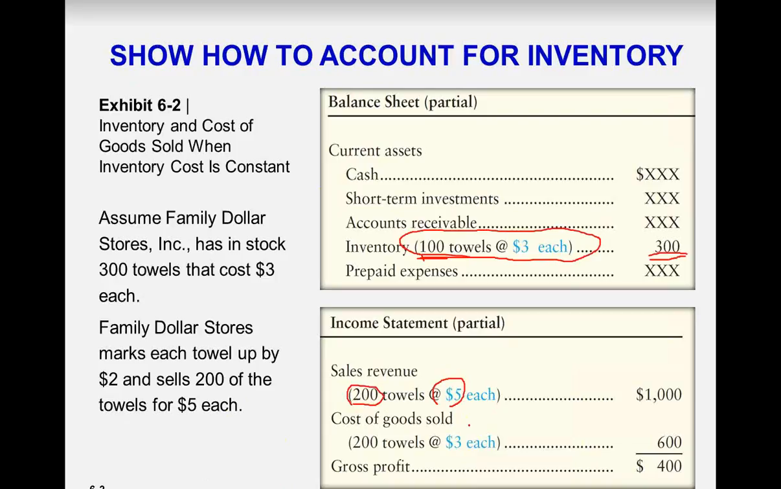Someone asked the question, is that the sales price or the cost? When it's my sales revenue and it says $5 each, that's how much I sold it for. So my total sales would be $1,000, and then 200 towels at $3 each was my cost because I had them in inventory at a cost of $3. So my cost of goods sold is $600, and the gross profit, or the amount that I have left to apply toward my operating expenses and the amount of income that I get to keep for myself, is $400. So my gross profit margin in this case is 40%. 400 divided by 1,000 is 40%.